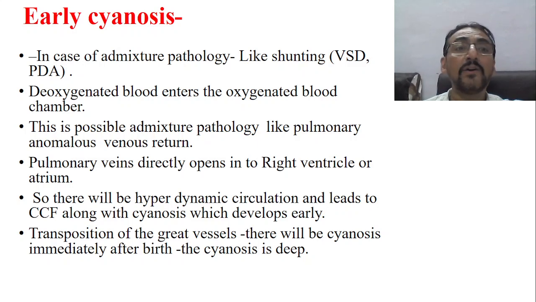Okay, because deoxygenated blood enters into the oxygenated blood directly, as in case of VSD. This is possible in admixture pathology like pulmonary anomalous venous. So this is one cause. Suppose there is a VSD, what is happening? The pure and impure blood is mixing. अगर वो रिवर्सल ऑफ शंट हो गया तो impure blood mixes with the pure blood. अगर नॉन रिवर्सल ऑफ शंट है तो प्योर ब्लड मिक्सेस विद impure blood.